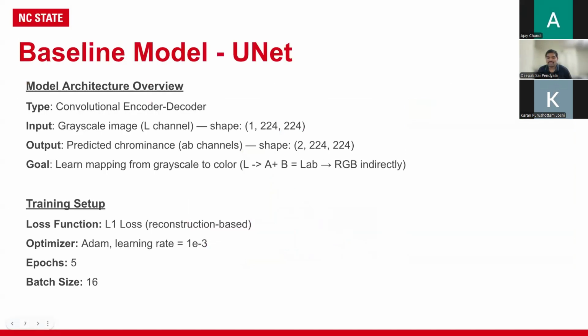Hi everyone, I'm Deepak. Our baseline model is a simple U-Net, which is a CNN encoder-decoder model. We took a grayscale image from LAB space as an input, and the model learns to predict the AB color channels. The output is simply combined with the input L and converted back to RGB with OpenCV. We trained this model with L1 loss and Adam optimizer at a learning rate of 0.003 for 5 epochs with batches of 16.